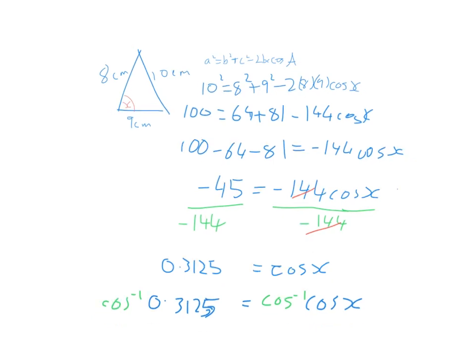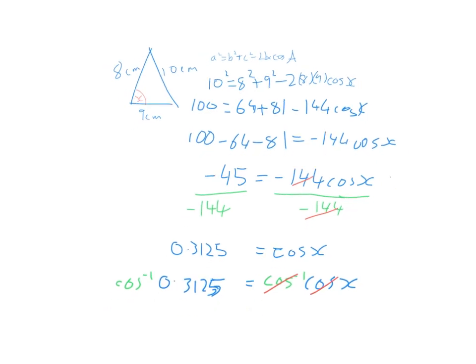Okay, so again, cos inverse of cos x will cancel on the right hand side. That will give us just x, which is exactly what we're after. And then the cos inverse of 0.3125 is going to give us 71.79 degrees.